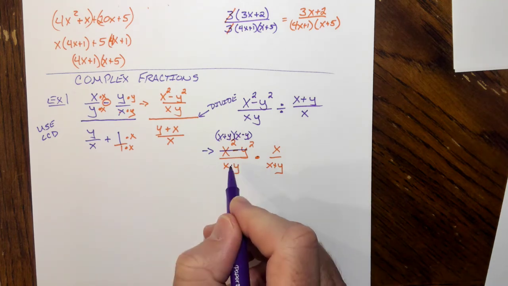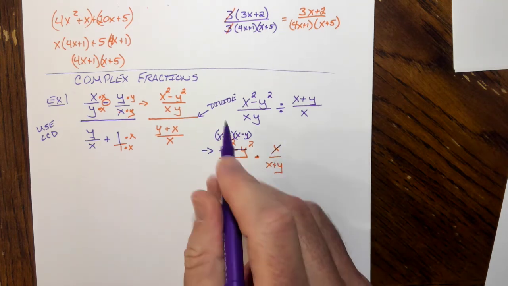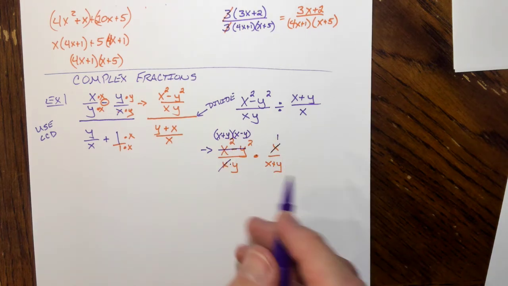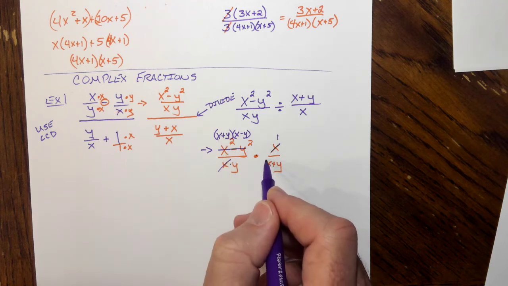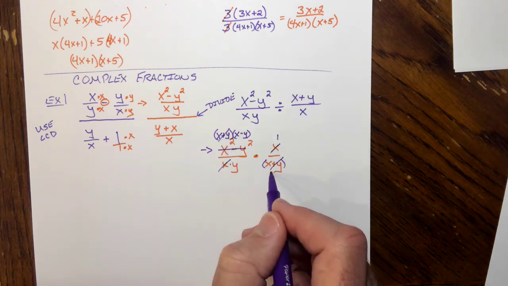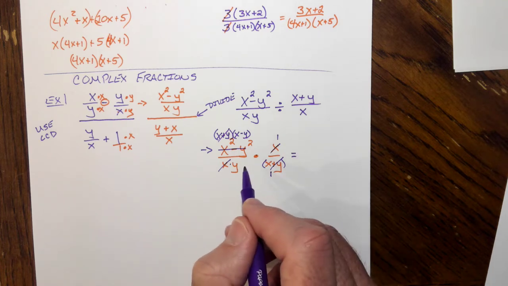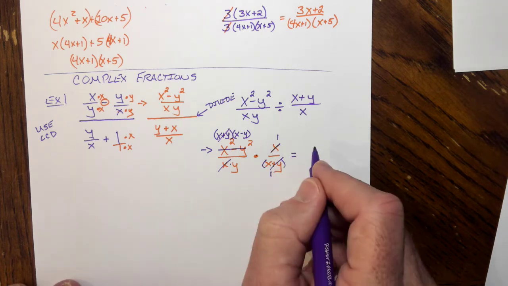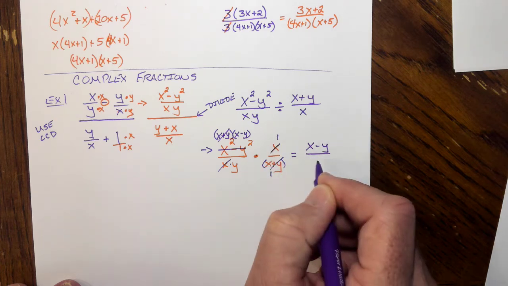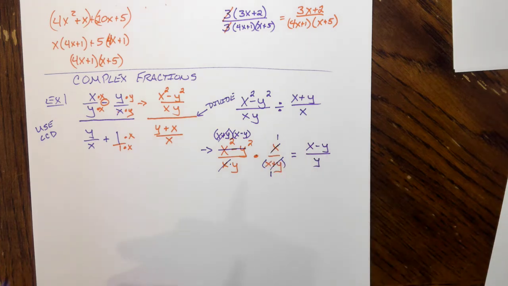X times y, so I can cancel those x's out. Not doing it this way, doing it that way. Leave me with a 1 here. Quantity of x plus y, you can always slap a parenthesis around that. Cancel those out. What's that leave us with as a final answer? X minus y all over y.